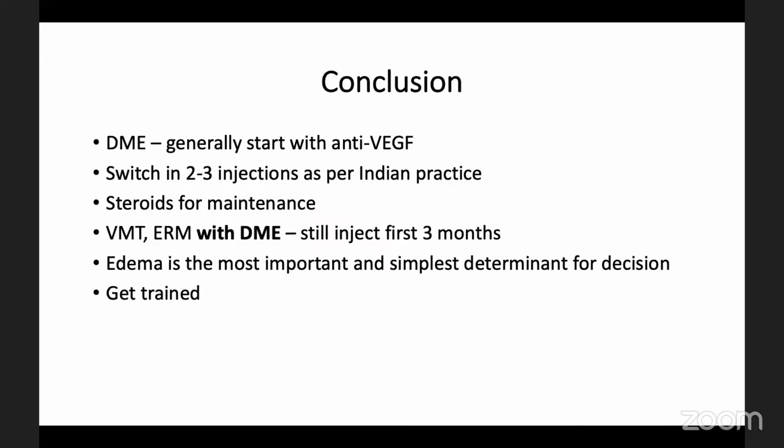So in conclusion, in DME, we generally start with anti-VEGF, we switch in 2 to 3 injections in the Indian protocol. If there is no significant improvement, we don't wait for 6 injections before we switch. Steroids can be used for maintenance therapy, but as I had shown in the video, with vitreomacular traction or ERM, you may have to resort to surgery. Although with mild ERM, you may still try injections, but you must be prepared for surgery.